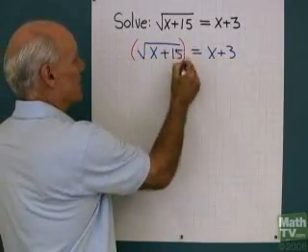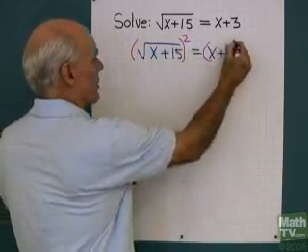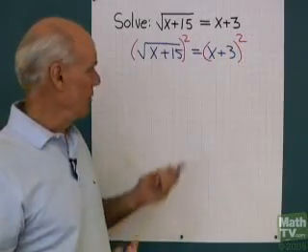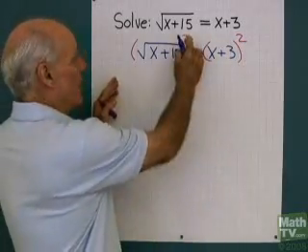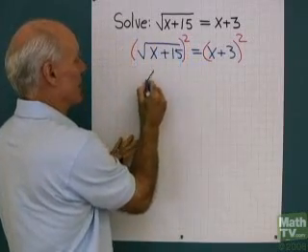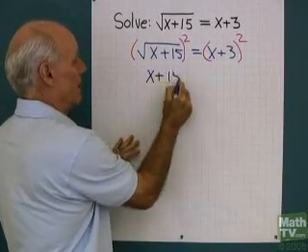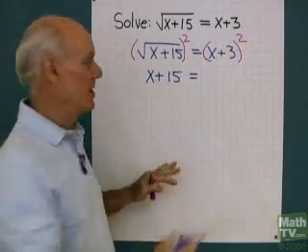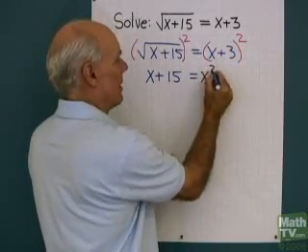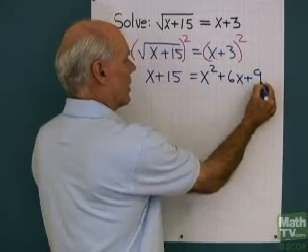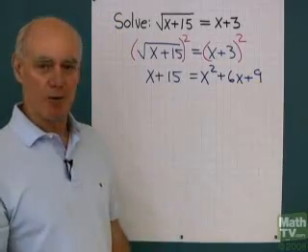I'm going to square this side, and I'm going to square this side. So that's my squaring property of equality, and so I've done that. Now, when I square this square root over this whole thing, I end up with just x plus 15. On this side, I have to square this binomial x plus 3, and so I get x squared plus 6x plus 9. Now, I have a quadratic equation.